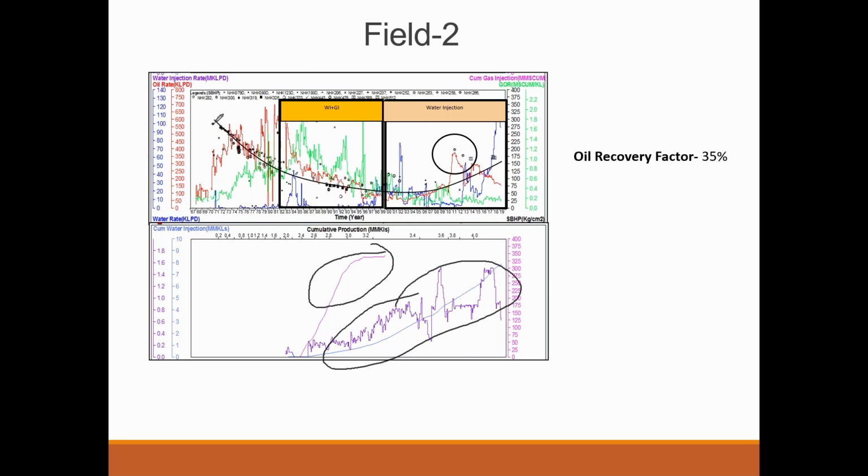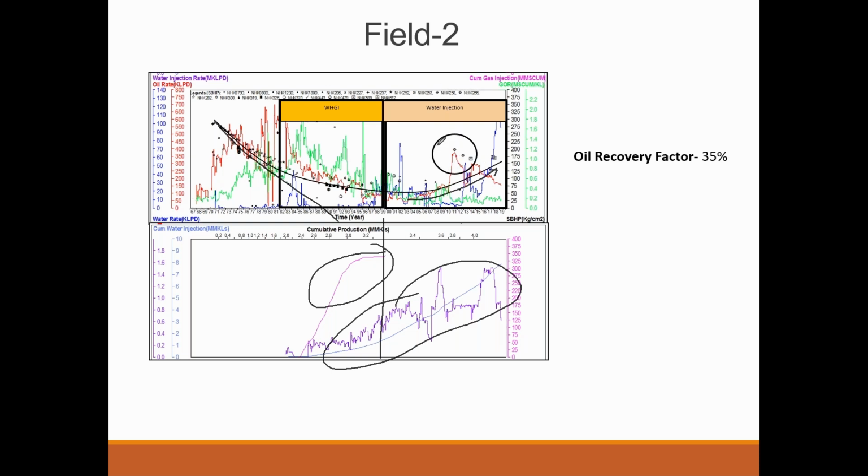an arrest in the decline. Why am I saying that? If I draw a trend line from this particular part, it should have followed this line. But after the implementation of water and gas injection, this decline has been arrested. Even though it is declining, the decline is not that high. After the time we stopped gas injection and started only water injection, you can see how the pressure response has taken place. The reservoir pressure has increased, and it is also linked with the recoveries.